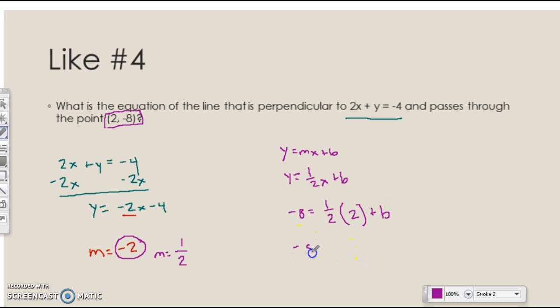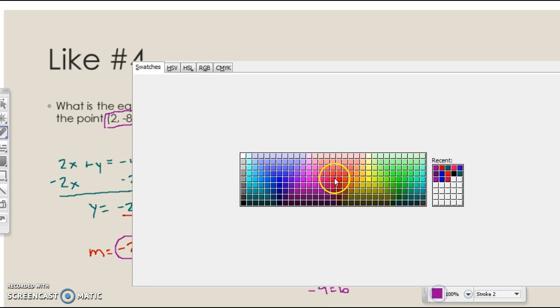So I get -8 equals 1/2 times 2 gives me 1 plus b. I subtract 1 from both sides. I get -9 equals b. And now I can fill in everything.